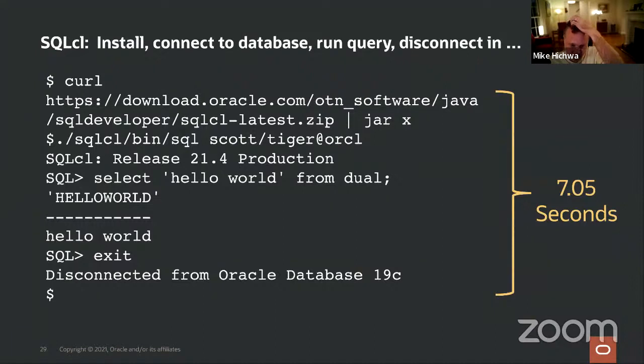But far and away, we just did this test about 2 hours ago. We wanted to see how long it would take to go, on a Mac, but it would work on Windows as well, from absolutely no Oracle software and no SQL tool to installing SQLcl and connecting to a database, running a SQL statement and disconnecting. And we were able to run the following command, the curl command, and pipe it and extract the jar file and then run it and connect to an Oracle database and run a select statement in 7.05 seconds. Your mileage may vary, but it's pretty cool.